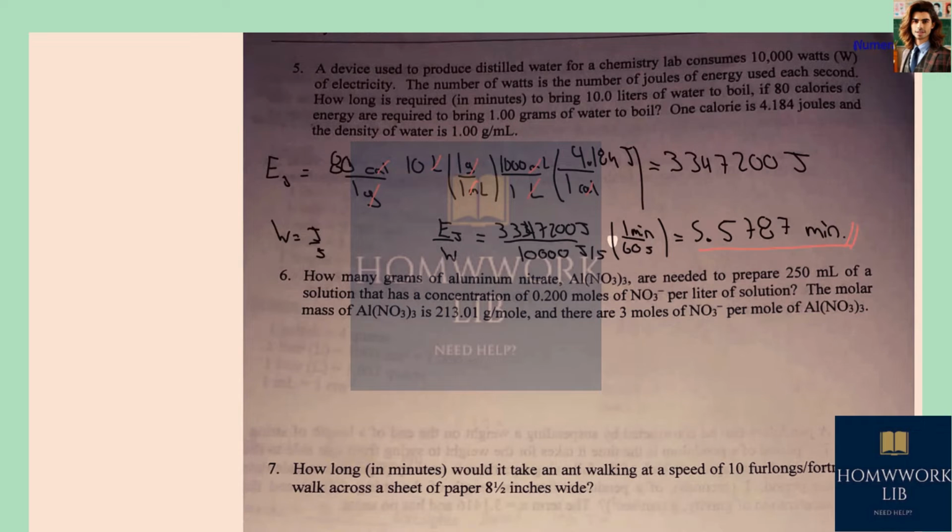Now for the second one, how many grams of aluminum nitrate are needed to prepare 250 milliliters of a solution that has concentrations of 0.2 moles of nitrate per liter of solution? So in this case, we have 0.25 liters of solution. We know that the concentration is 0.2 mole per liter. We are told as well in the problem that there are 3 moles of nitrate per mole of aluminum nitrate, so 3 mole of NO3 minus on each mole of aluminum nitrate.